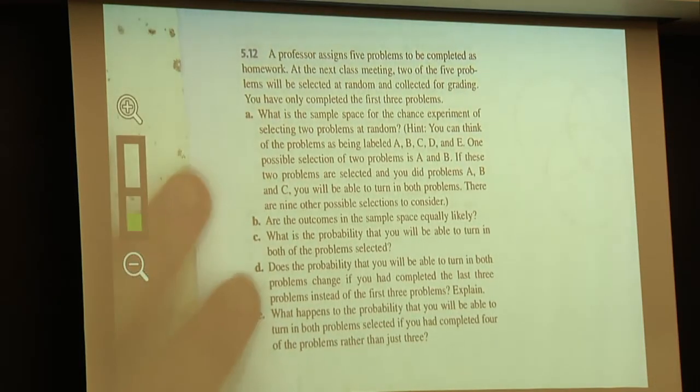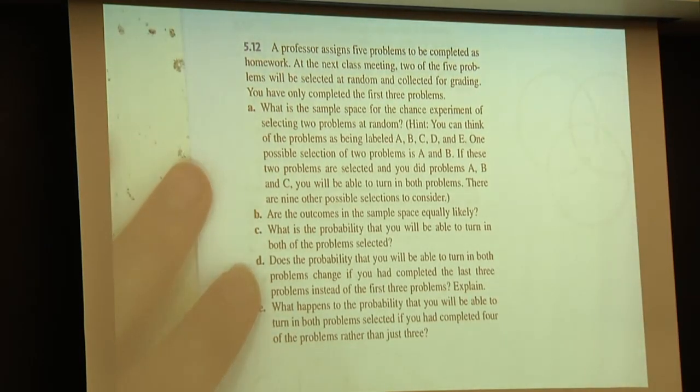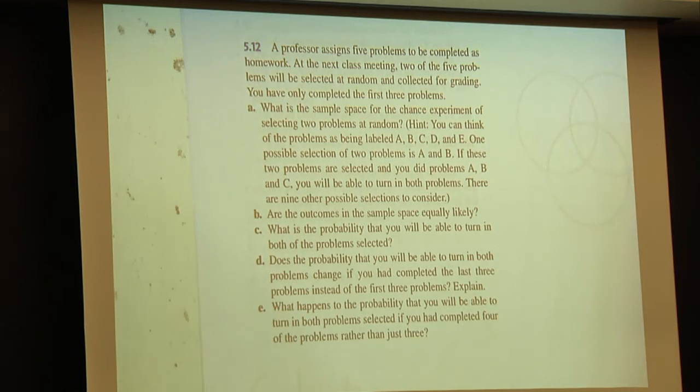Awesome. So a professor assigns 5 problems to be completed as homework at the next class meeting. 2 of the 5 problems will be selected at random and collected for grading. You have only completed the first 3 problems, because we are awesome students, right? So what is the sample space for the chance experiment of selecting 2 problems at random? We can think of these as problems A, B, C, D, and E. We have 5 problems. So one selection could be problems A and B that you did, or it could be D and C, and we just have to find out what our sample space is.